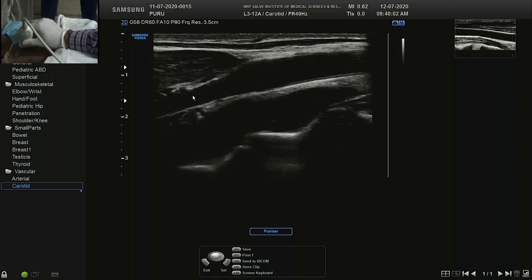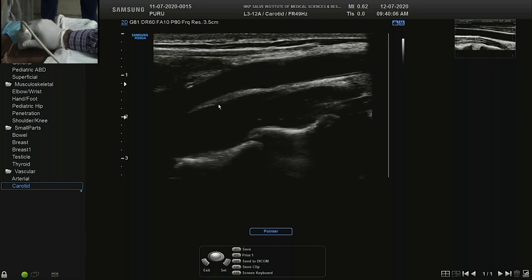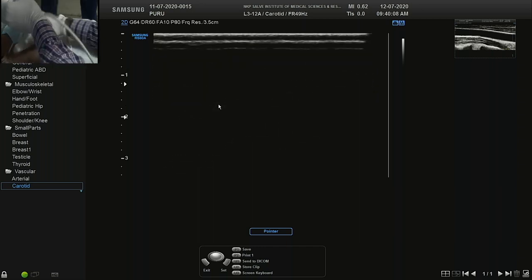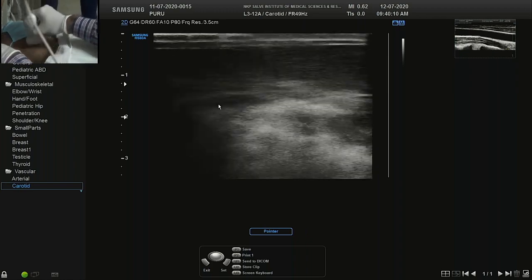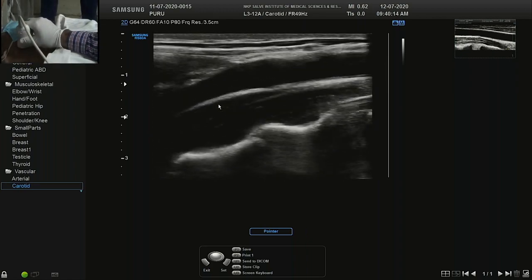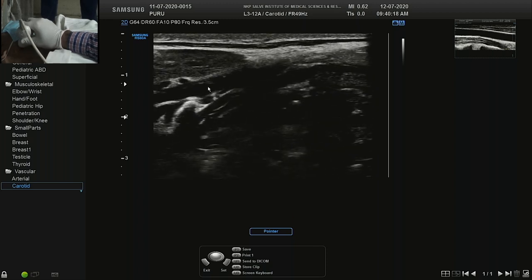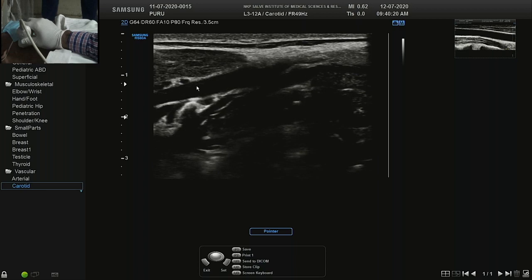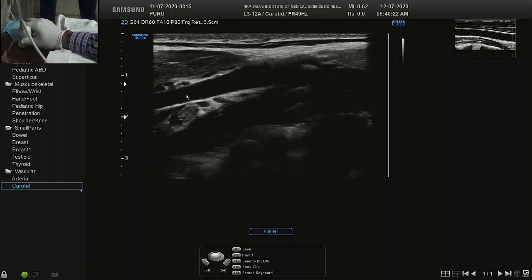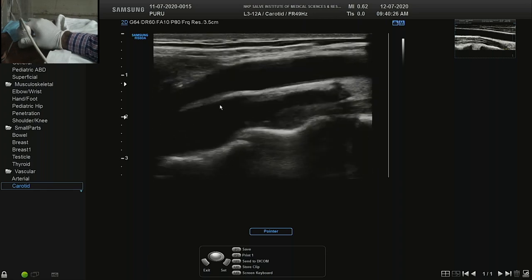I hope this is very clear. The internal carotid is bigger in size, so this is internal carotid, bigger in size, the external carotid smaller in size, and you can see the branches coming out from the external carotid. That is another way of identifying internal and external carotid.